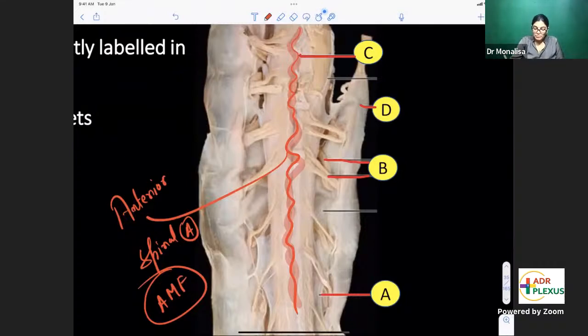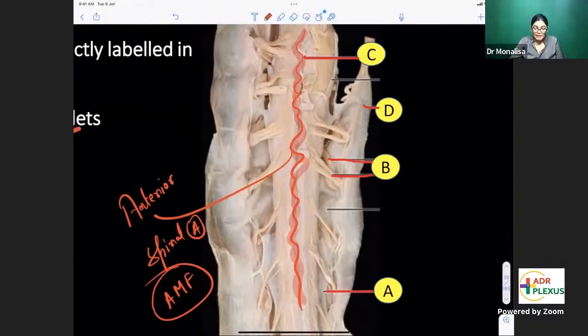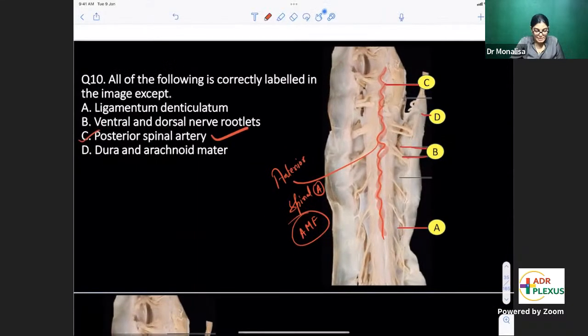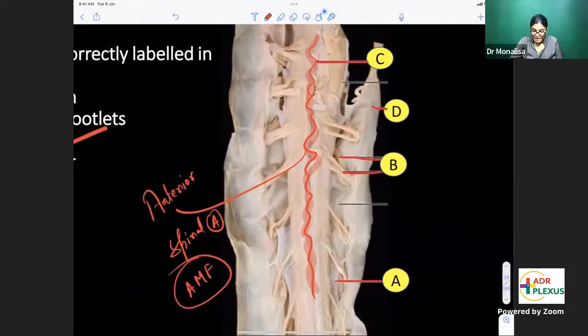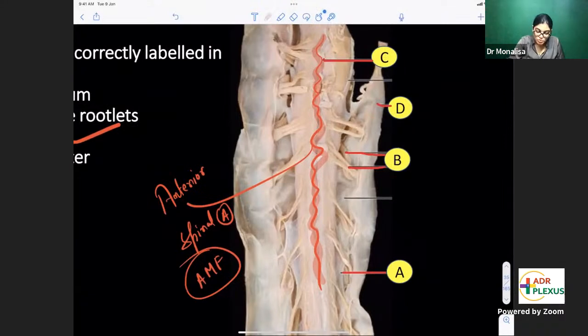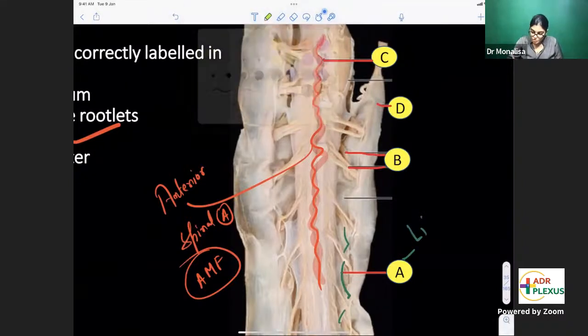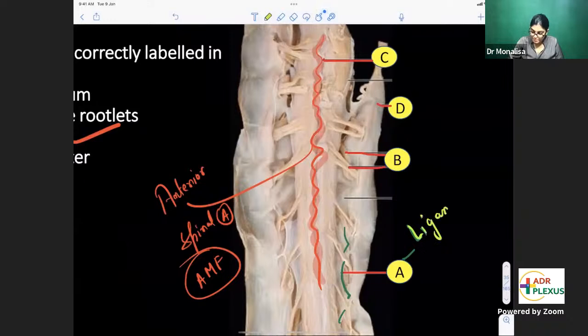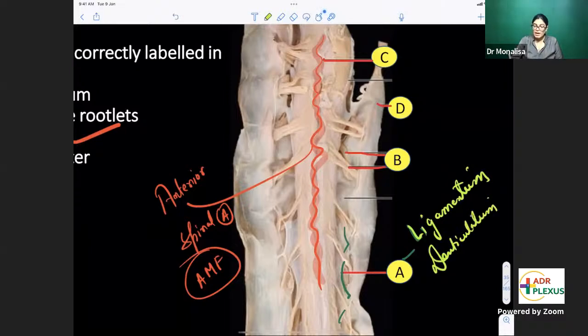Other than that, all other labels are absolutely correct. We can clearly see here that this structure is part of the triangular projections. This is ligamentum denticulatum, which is the extension of pia mater.